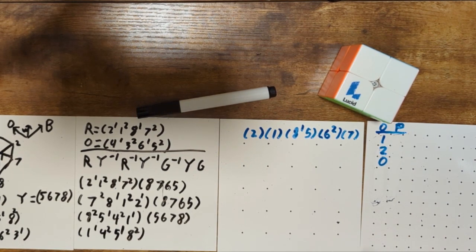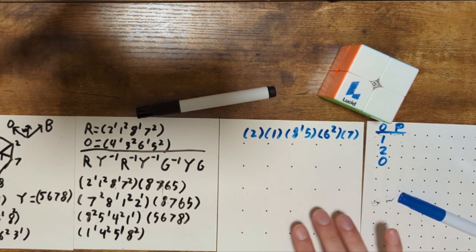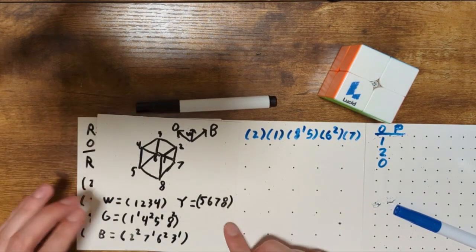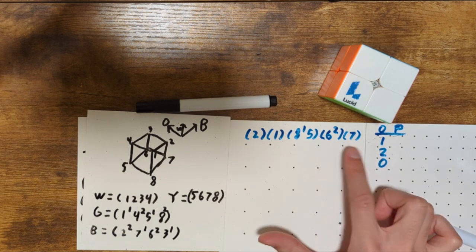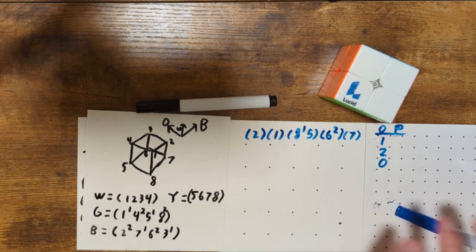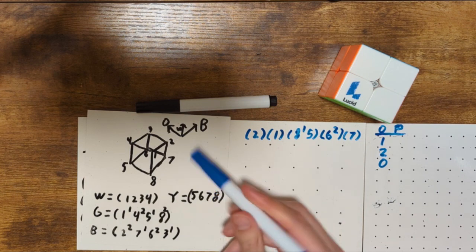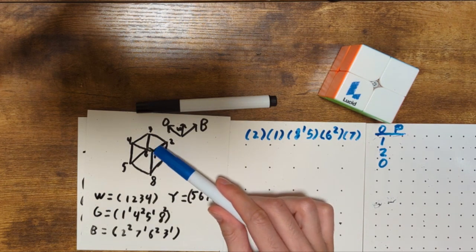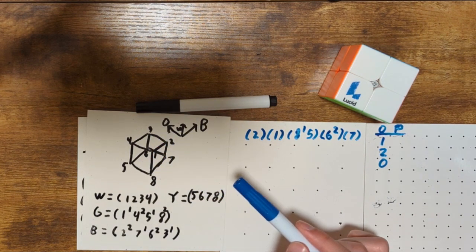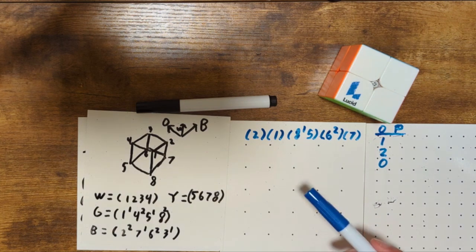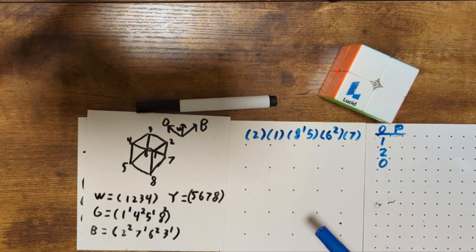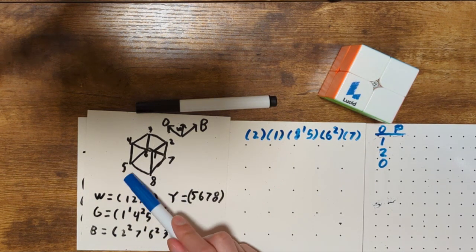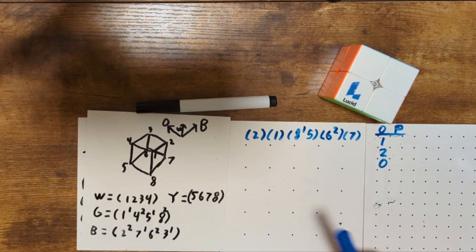So now what is this saying? We have 2, 1, and 7 completely unchanged. So you can see over here on our little diagram, these 3 corners will be unchanged. Then we know 8 and 5 will swap places, right here. And then we know that 8 will be rotated by 1 counterclockwise, and 6 will be rotated by 2 counterclockwise.